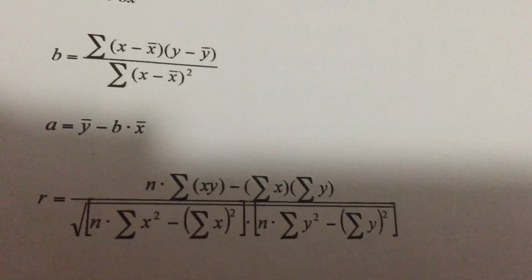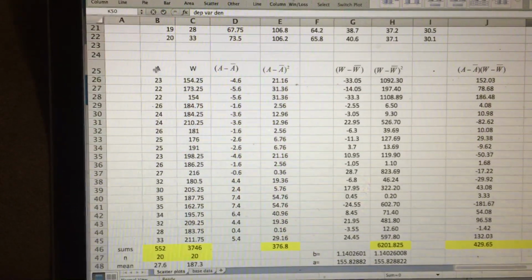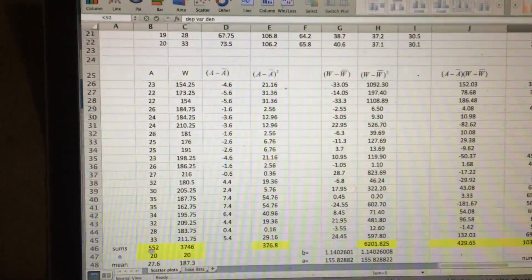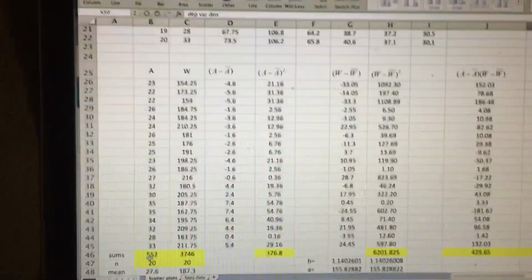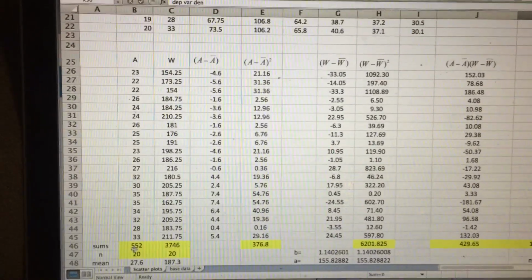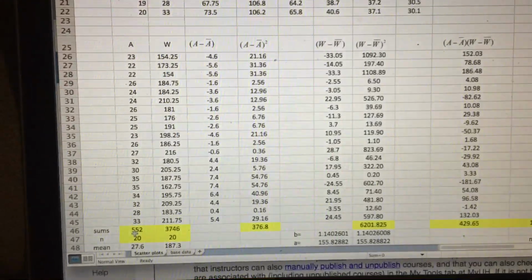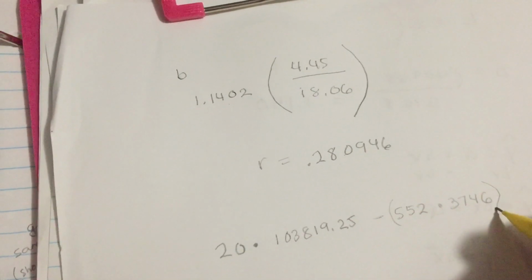Got that sigma, the sum of x. What is the sum of x? Well, let's take a look. Basically the x is the a, right? Our independent variable. What is the sum? It's 552. And we're going to times it by the sum of y, which is the w, which is 3746. Okay, so we've got that all written out, right? We've got that all together. So let's figure out what this is.